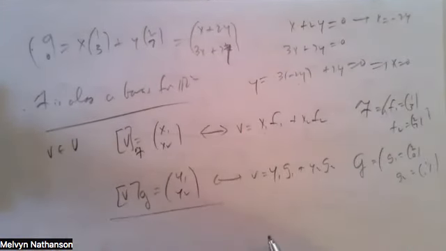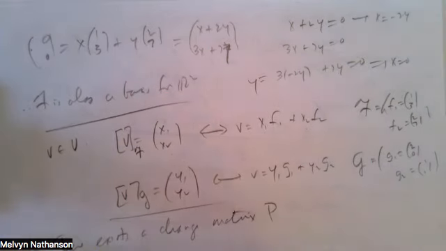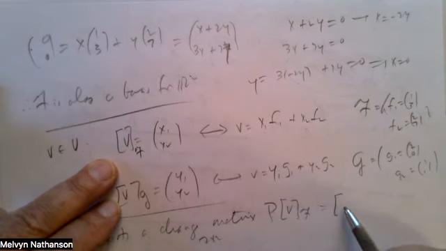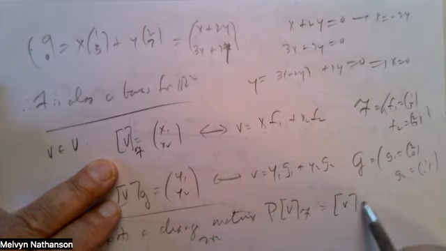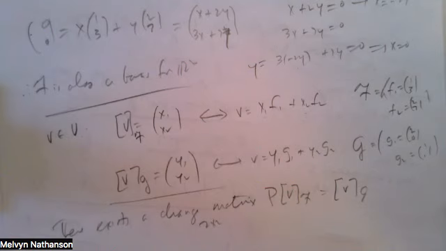Right? And there exists a change of basis matrix, say P, which is going to be a 2 by 2 matrix, such that P applied to the column vector, the coordinate vector for V with respect to F, gives you the coordinate vector for V with respect to G. And the way one gets that is as follows.